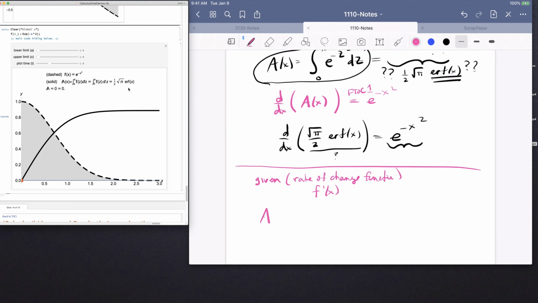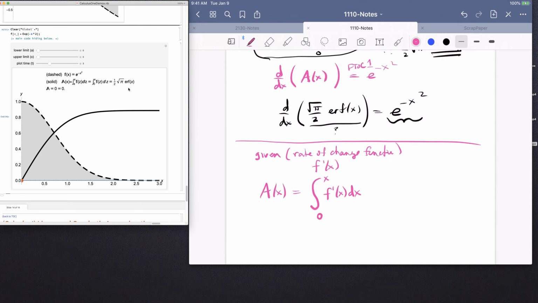And then in which case you can find the accumulation function, which is the definite integral from 0 to x of the rate of change function, okay? And this we actually know the answer to. It is the antiderivative of f prime, which is called f of x, f prime of z dz. It is f of z evaluated from 0 to x, which is f of x minus f of 0.